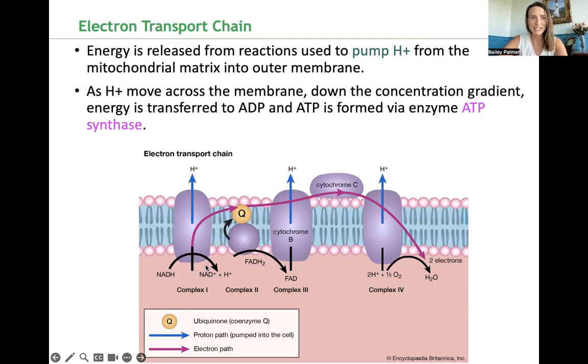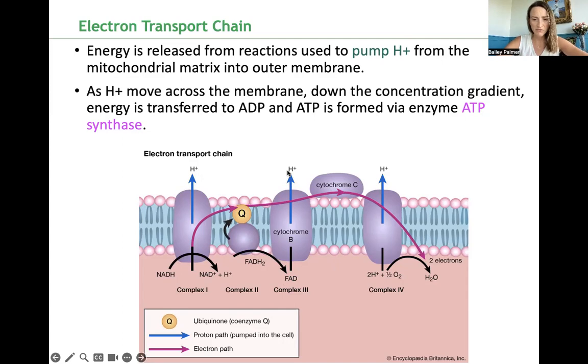FADH2, for some reason, has to skip the first pump and it is dropped in at the second pump. So over here with this ubiquinone, or this coenzyme Q, it's kind of dropped in right here. And so the FADH2 is reduced to just FAD. Well, its hydrogen, or its proton, is pumped through the second pump, okay? We'll talk about numbers in just a second, on how much ATP each of these hydrogens actually make. So we'll get to that in a minute.